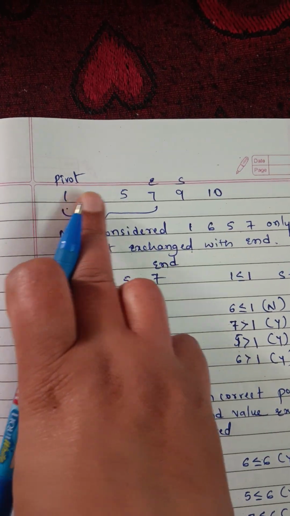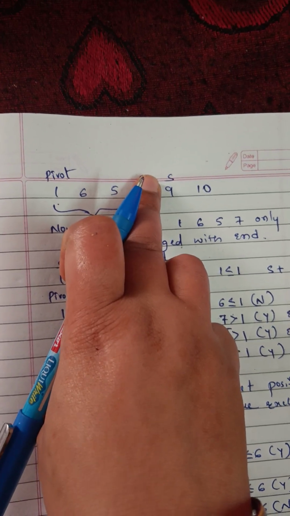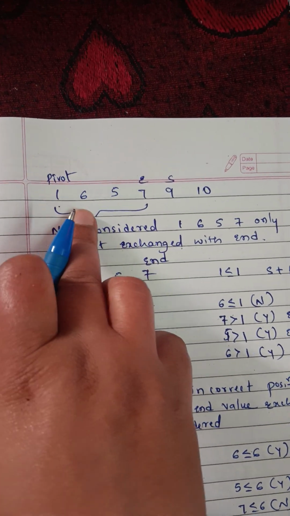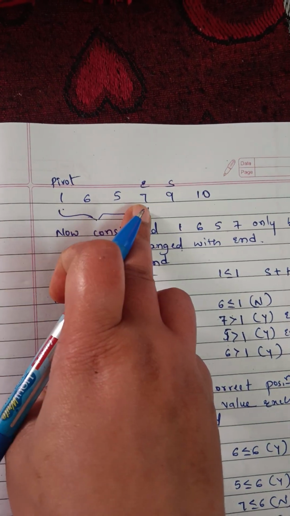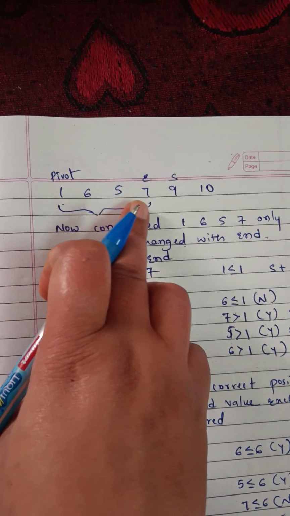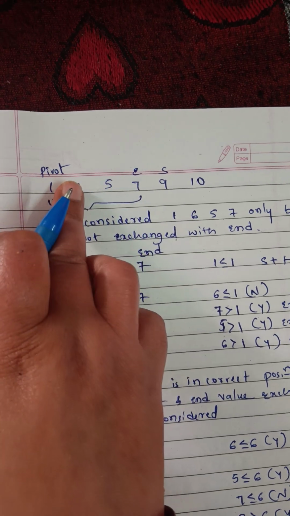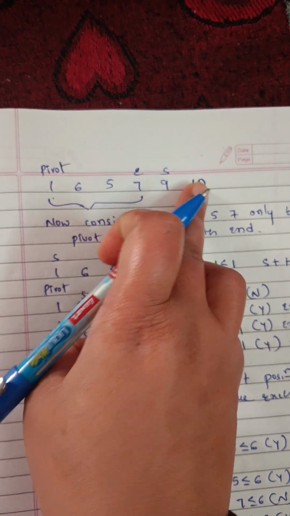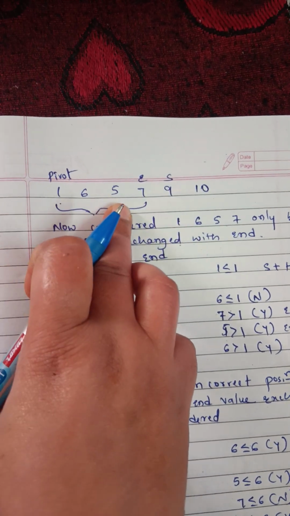At this time when it crosses, you have to consider this as the pivot, right? You can consider only 1 6 5, or you can consider 1 6 7. Because once the pivot is shifted here, you come to know that the elements lesser than the pivot come to the left side and elements greater than the pivot move to the right side. Yes, this is the pivot you have exchanged. Only consider 1 6 5.